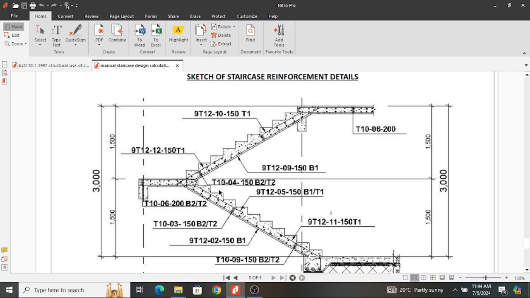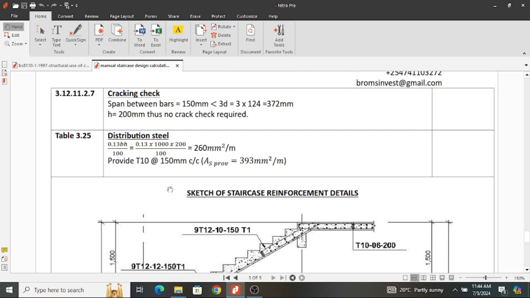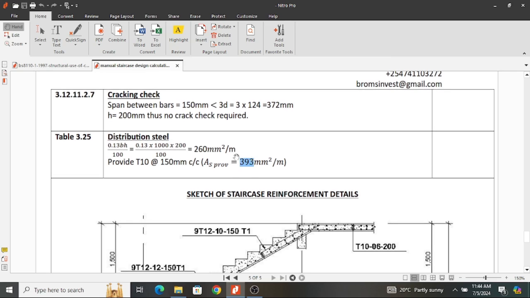And if you ask what governs, it is the area of steel required. Remember, we settled on the use of 150 for my distribution steel. But let's go back to our calculation. The minimum is supposed to be 260. Actually, if I use 150 for T10, the area of steel that I'll provide is 523, not 393. 393 is if my spacing is 200. Therefore, that is a mistake that we need to correct.